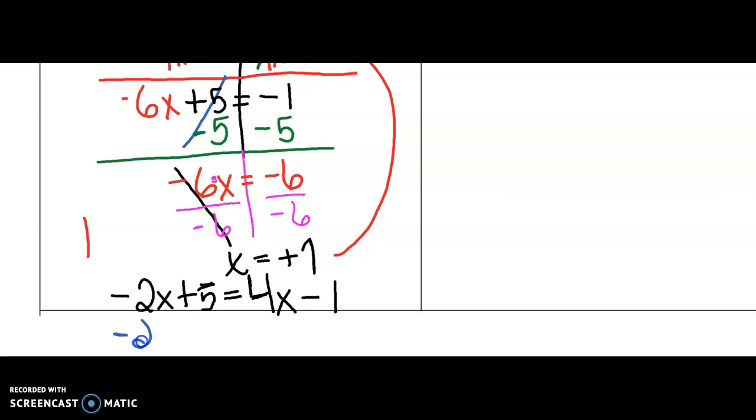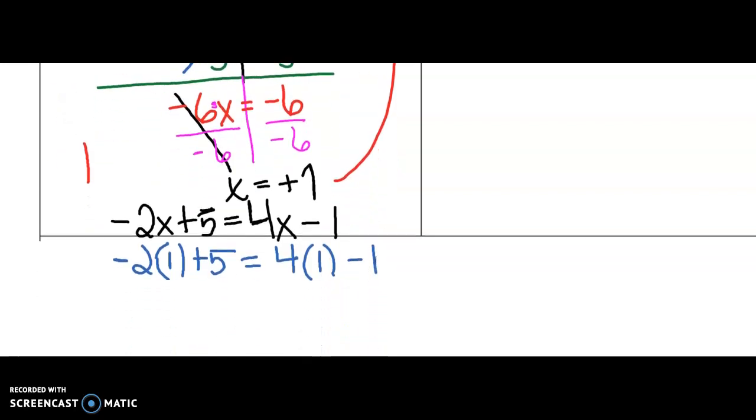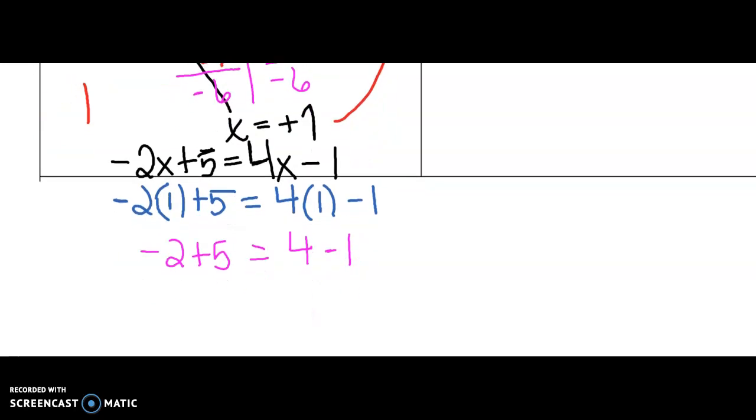So I'm going to put negative 2 times 1. Instead of x, I'm plugging in 1. And I'm keeping everything else the same. 4, and instead of x, I'm plugging in 1 minus 1. Again, what am I doing? I'm checking my work to make sure that it is correct. So I'm going to see negative 2 times 1 is negative 2 plus 5. And then 4 times 1 is just 4 minus 1. And if I were to simplify both sides, this gives me 3. And that also gives me 3. So therefore, my answer was correct. Again, that's what a good scholar would do just to make sure they were doing it correctly.